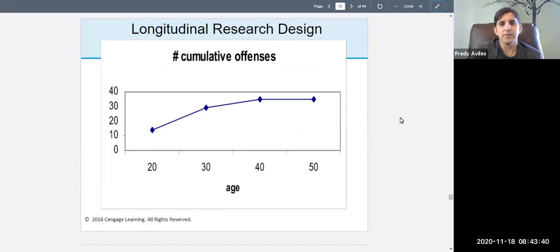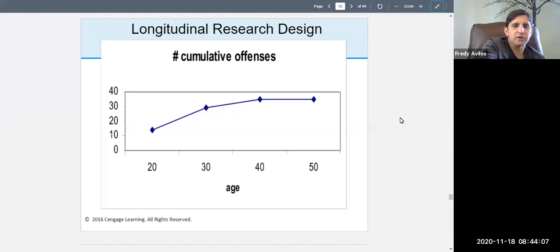Here's an example: the number of cumulative offenses. I made this up. I'm not saying this is accurate. I know about the research, but I don't know the specific numbers. So, the number of cumulative offenses: people committing crimes and getting arrested and locked up for it, let's say. You can see that I start at 20. You're young, and when you're young, you tend to cause a lot of problems. And then your offenses tend to go up, right?